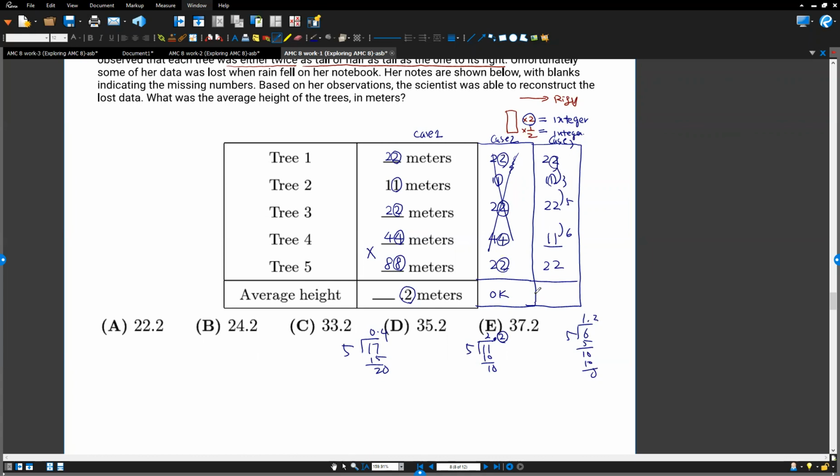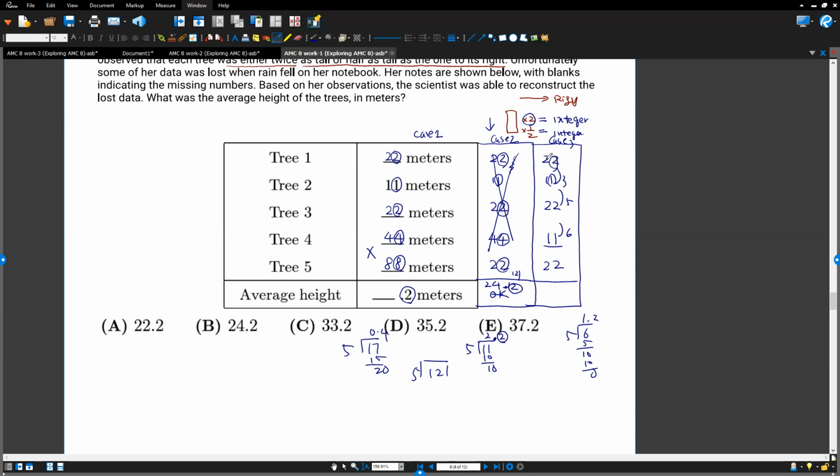Okay, I'm going to use a calculator to save time. This is not working. Case 2 equals 22 plus 11 plus 22 plus 44 plus 22 equals 121. Total is 121 and divided by 5 equals 24.2. This one is 24.2. That's okay. But I don't know what happened with it.